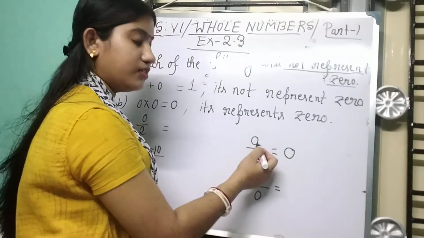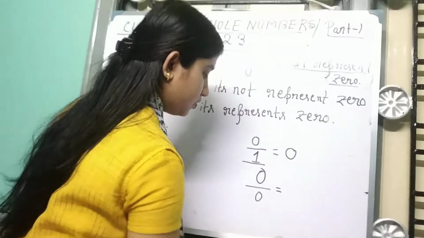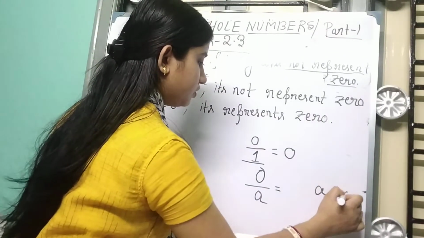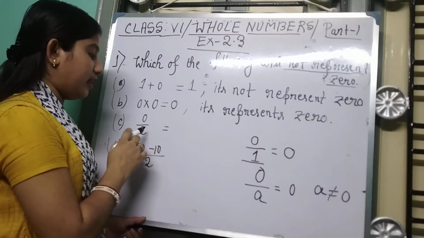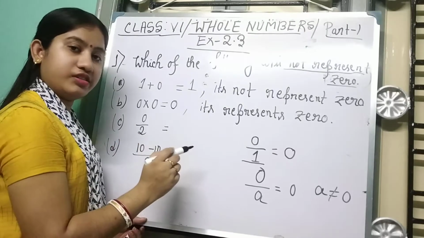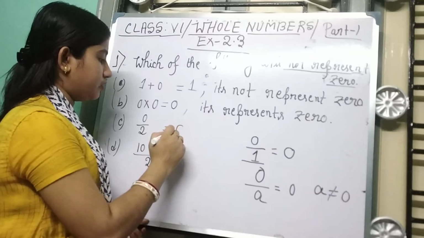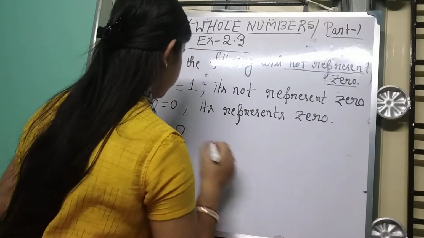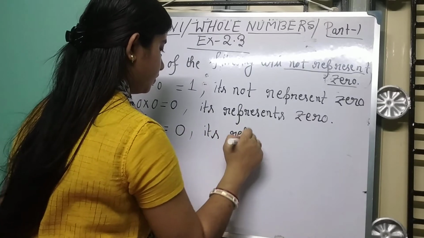We already know if we divide 0 by any non-zero number, then we get 0. So 0 by A, suppose A not equal to 0, then we get 0. So here we divide 0 by 2. Here 2 is not 0. So 2 is a non-zero number. So this equals 0. So it represents 0.